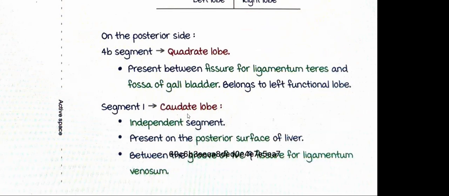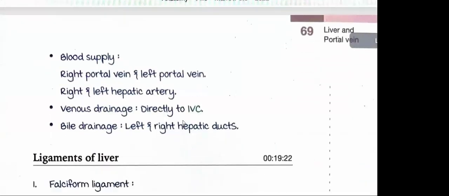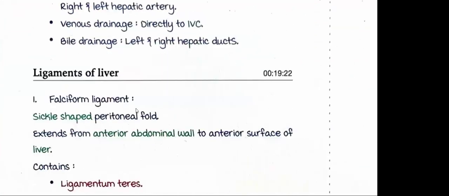Segment 1, the caudate lobe, is an independent segment present on the posterior surface of liver. Blood supply: right portal vein and left portal vein, right and left hepatic artery. Venous drainage is directly to inferior vena cava. Bile drainage: left and right hepatic ducts.